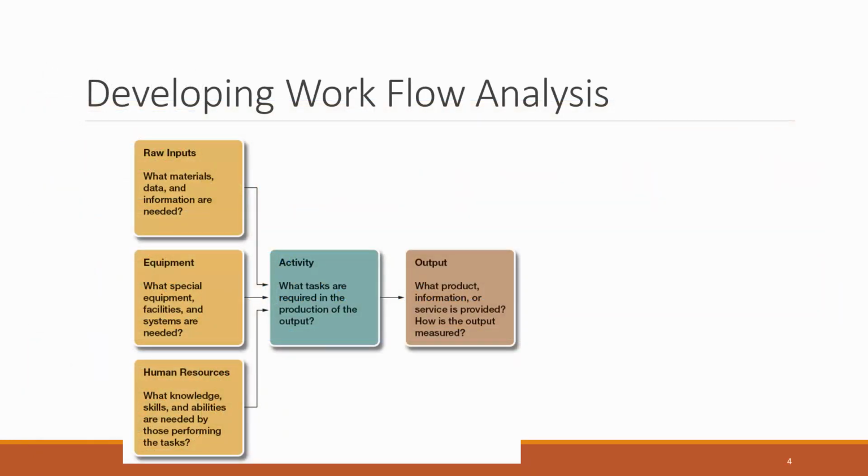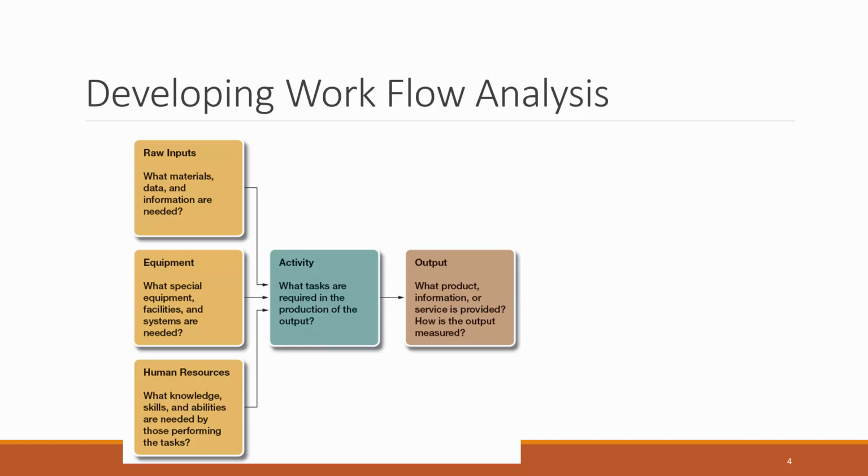Okay, so we develop a workflow analysis. Inputs can fall into three areas: raw inputs, what materials, data, or information are required; the equipment that you might need; and human resources, what KSAs are required for the person to do the job. We look at the activity. So what do they physically, mentally need to do to get the job done? And then the output. What is being created? Is it being created well? And how do we measure that?